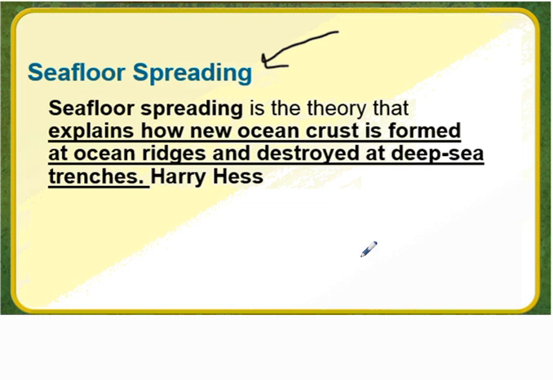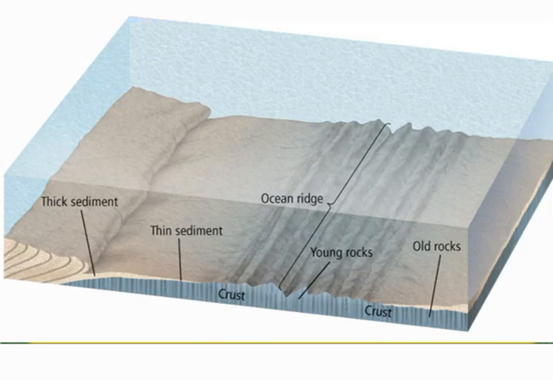So the two names you'll have to know for your test on Tuesday, we'll talk about that at the end here. Alfred Wegener, theory of continental drift. Harry Hess, theory of seafloor spreading. So those are your two main things that you need to be aware of.